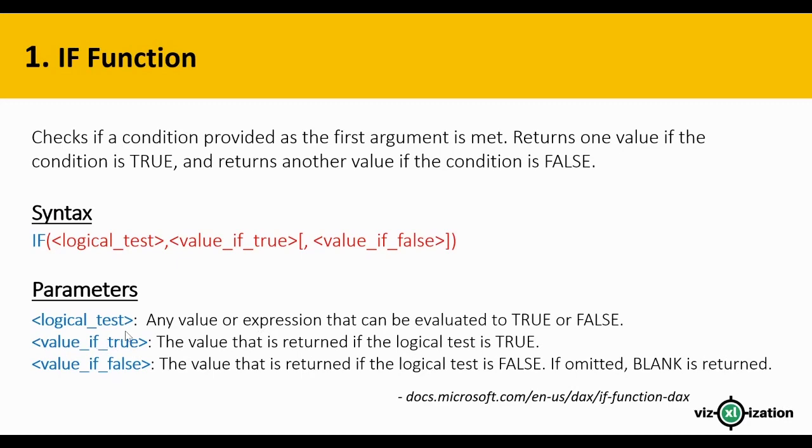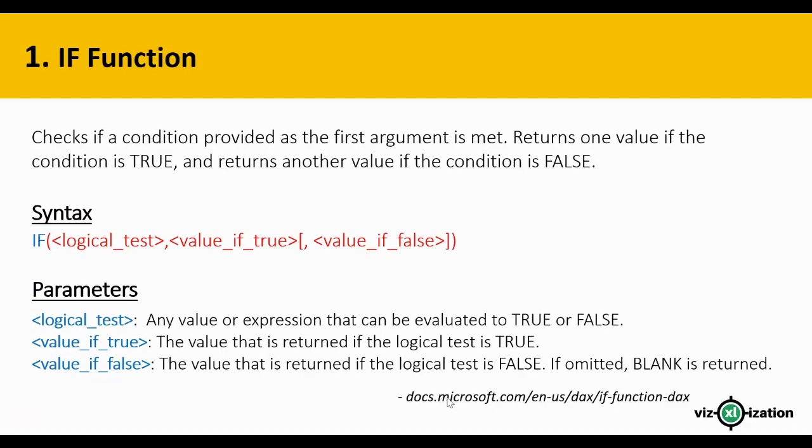Parameters, we have logical test. It can be any value or expression that can be evaluated to true or false. Value if true, the value that is returned if the logical test is true. Value if false, the value that is returned if the logical test is false. If omitted, blank is returned. If you guys want to learn more about this function, you can check this website right here.